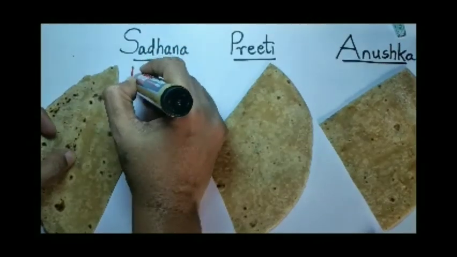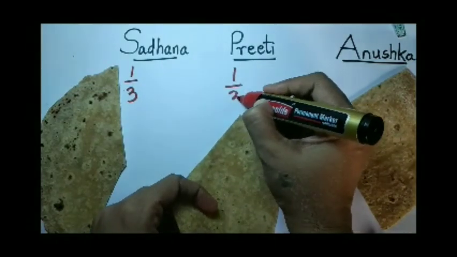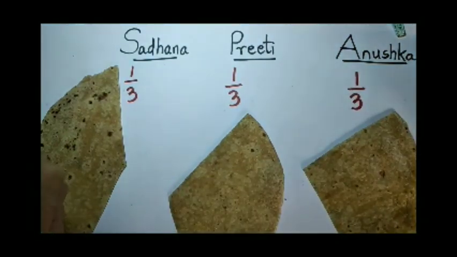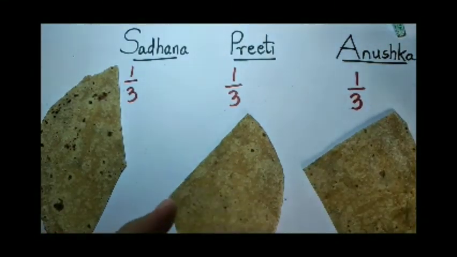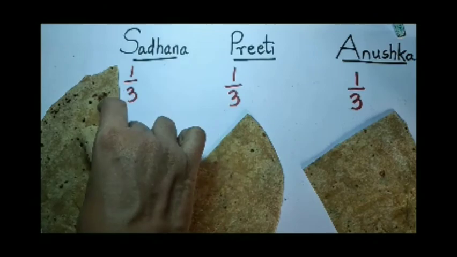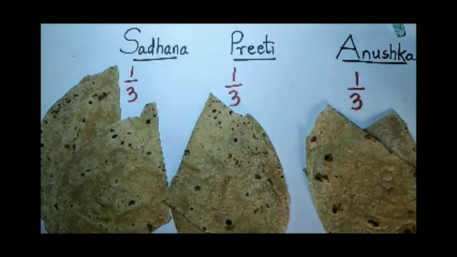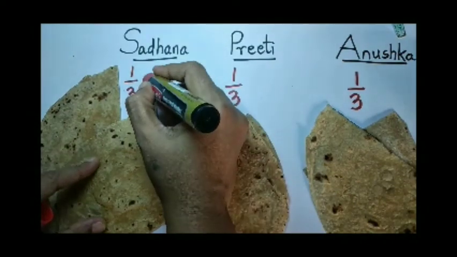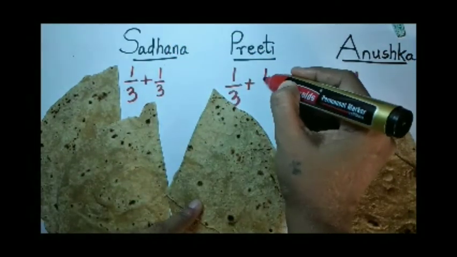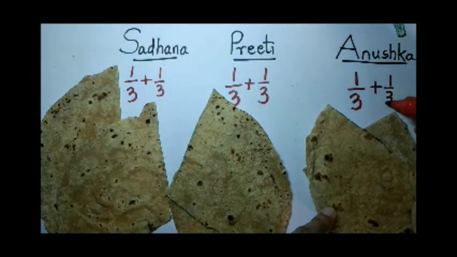So we will write it. 1/3 of the chapati is given to Sadhana, 1/3 of the chapati is given to Preeti, and 1/3 of the chapati is given to Anushka. Now we go on with the second chapati. Here again, one part goes to Sadhana, one part is given to Preeti, and one part is given to Anushka. So here again, Sadhana gets another 1/3 part of the chapati, Preeti gets another 1/3 part of the second chapati, and Anushka gets also 1/3 part of the second chapati.